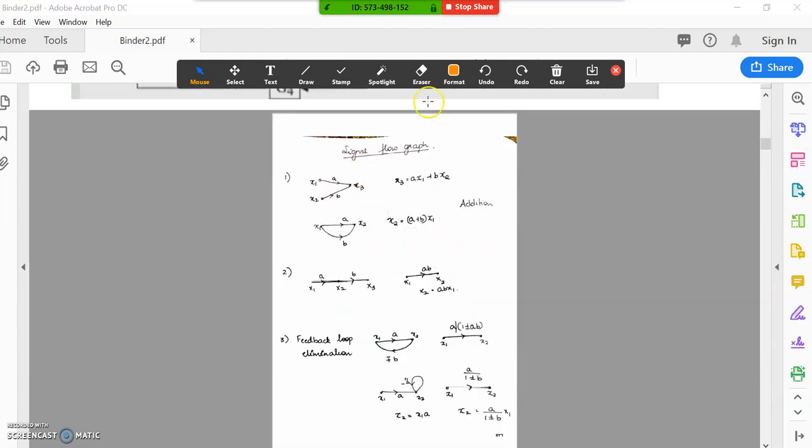Similarly, if we have equations, suppose we have equations here.